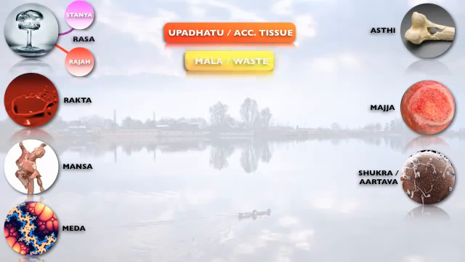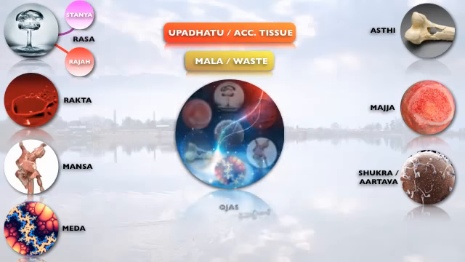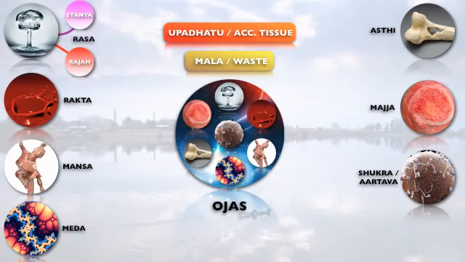Similarly, dhatus also produce waste products known as malas. The malas have a healthy state and a diseased state in terms of their physical attributes and are useful for diagnosing the functioning of the dhatus. The proper functioning of all the 7 units culminates into an 8th unit known as ojas, which is considered as the ultimate refinement, the supreme nectar that sustains life.